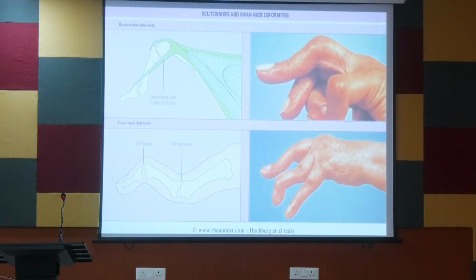Now, what are the different types of deformity you can find in rheumatoid arthritis? One is called boutonniere deformity, and another is swan neck deformity. Swan neck means neck of a swan.